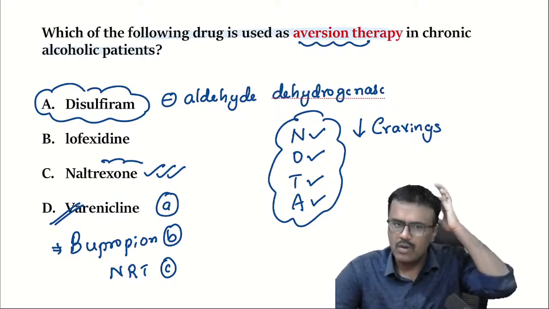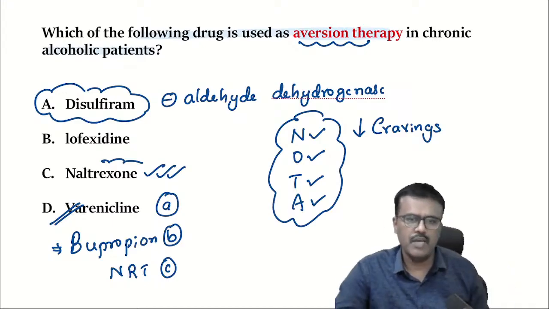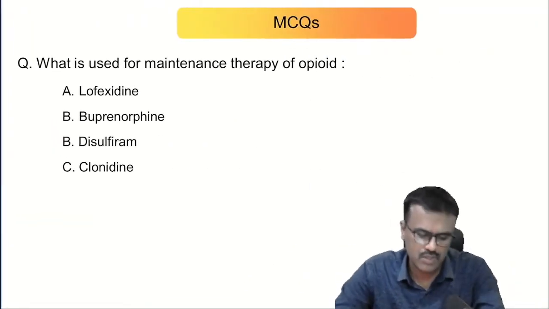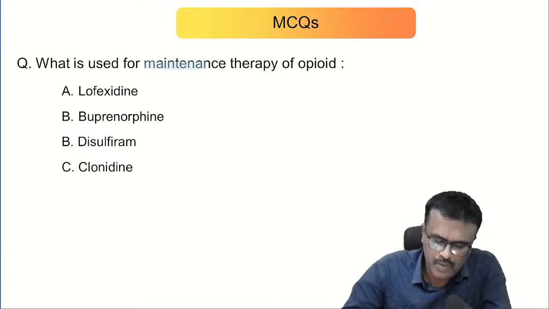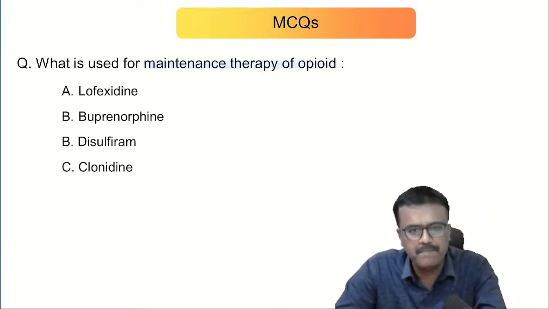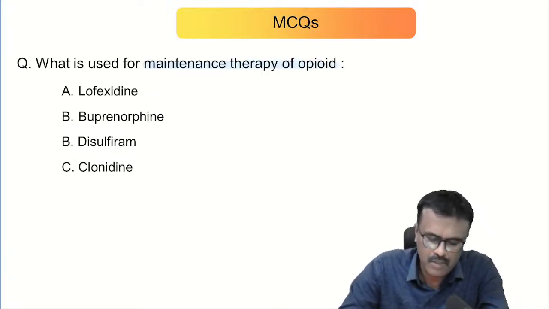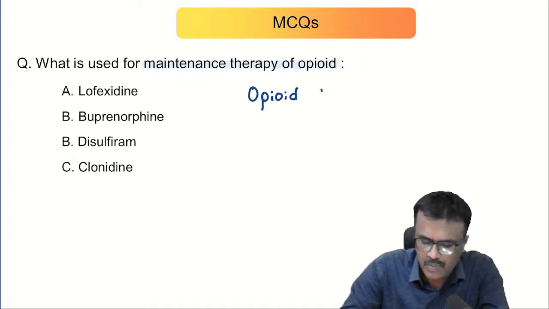Okay, sir. Alcohol we are done. Smoking we are done. Then come to the next question. What is the drug used for maintenance therapy of opioid? Now suppose a person is an opioid addict. He is an opioid addict.